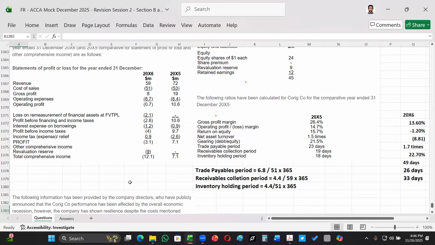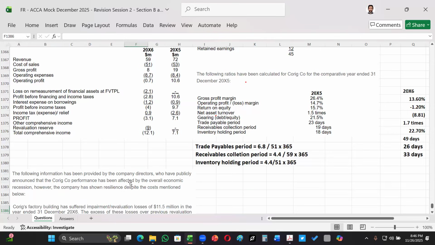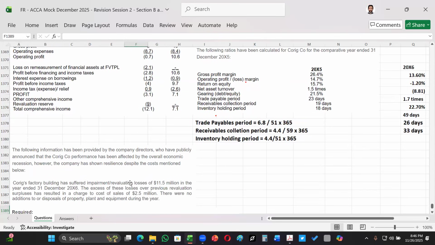So this seems to fit the comment of the directors, who say, however, the company has shown resilience despite the costs mentioned below. Okay, so their comment is now making sense. The company directors have said that the performance has been bad due to overall economic performance, but they also say that it is doing well.